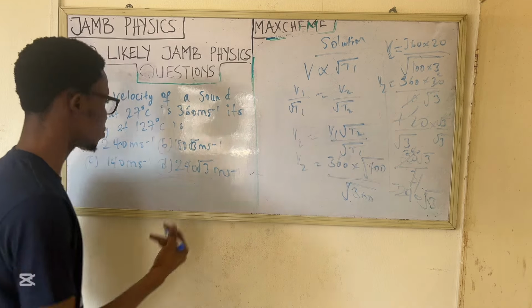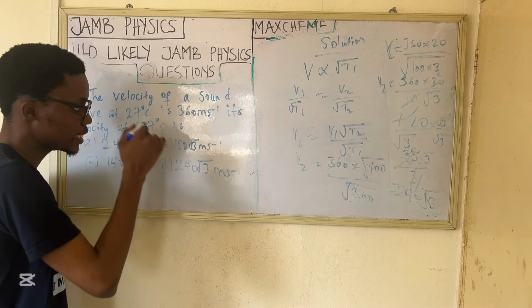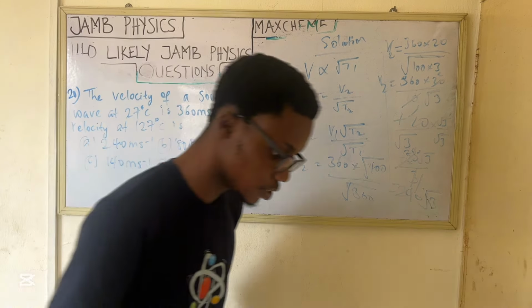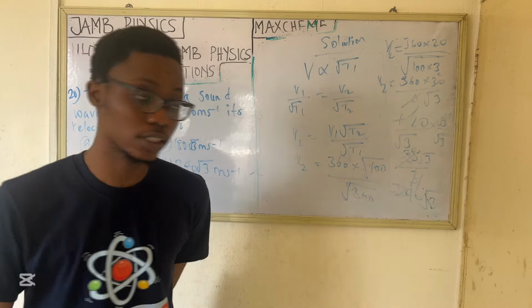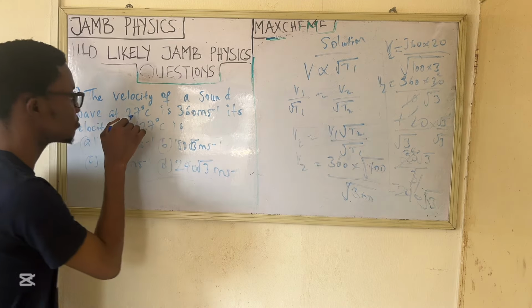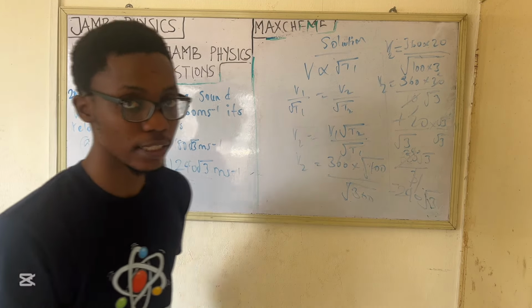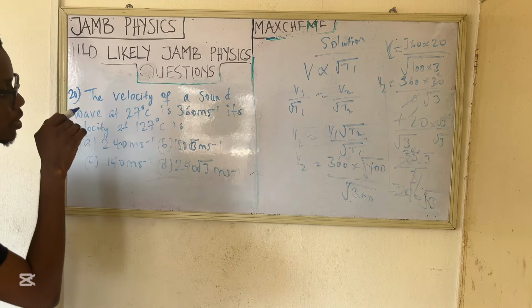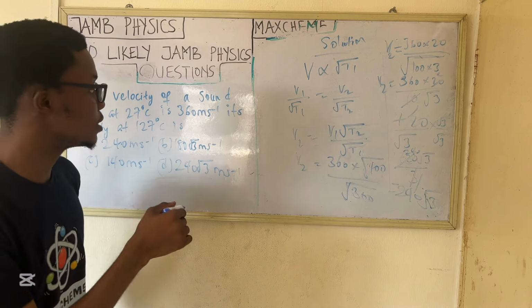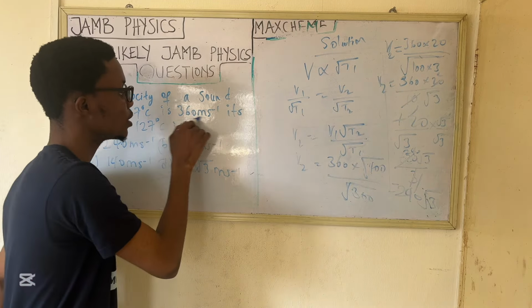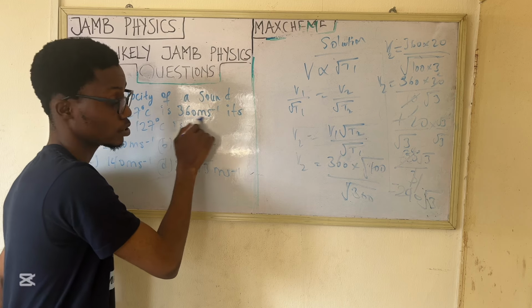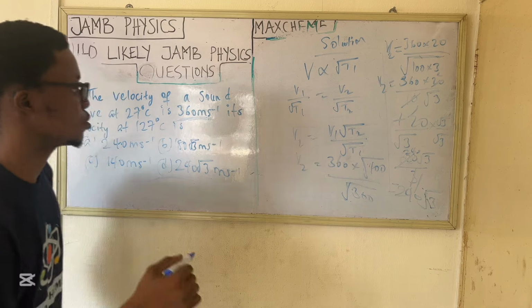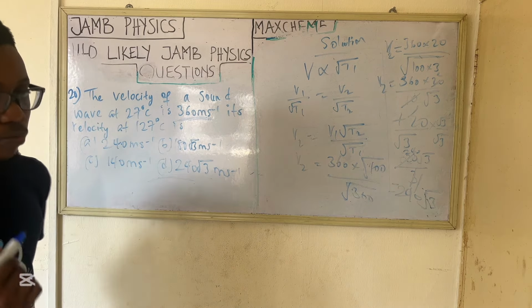Why? It's not because of how they are placed. It's because our A and C are less than 360, and from the relationship we said V is directly proportional to the square root of T. That means an increase in temperature will lead to an increase in velocity. So it was 27 here and it increases to 127. So definitely our velocity will be more than 360 meters per second. So that is all.